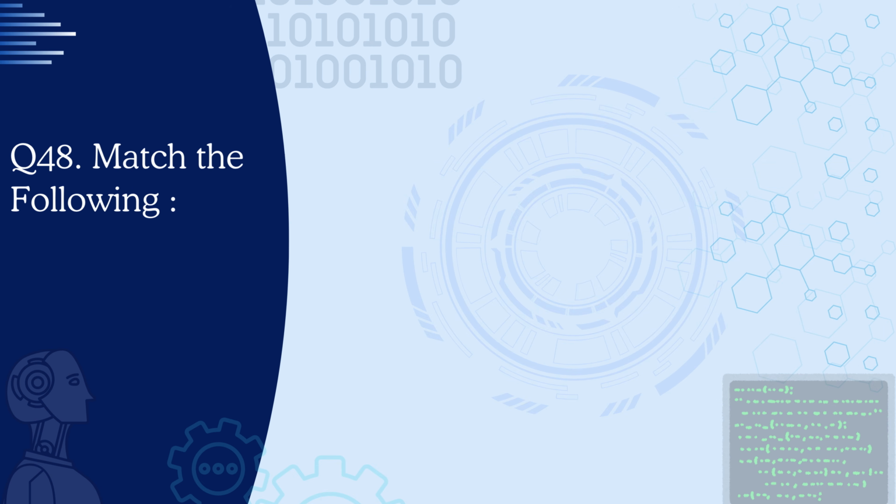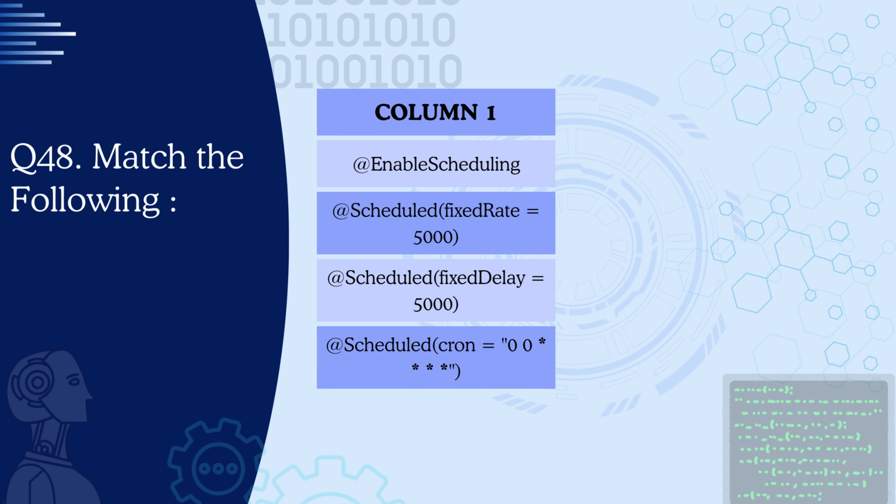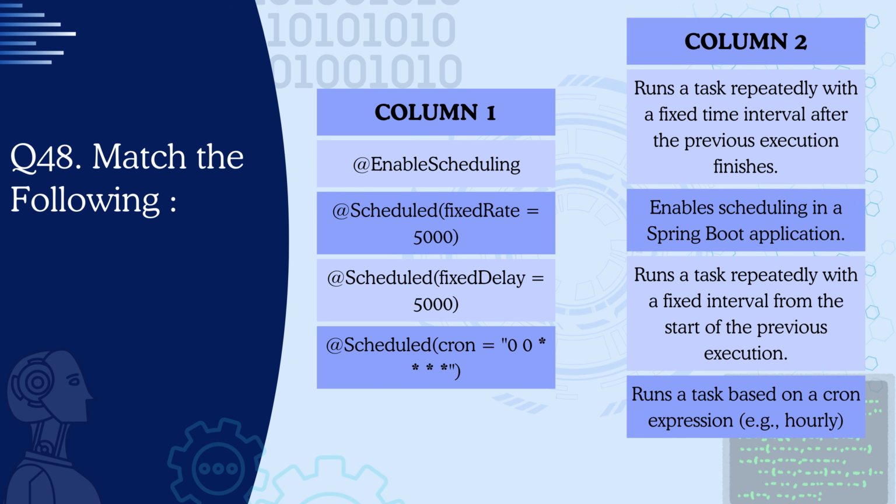Question 48. Match the following. In the first column, we have @EnableScheduling, @Scheduled with a fixed rate, @Scheduled with a fixed delay, and @Scheduled with a cron expression. In the second column, we have runs a task repeatedly with a fixed time interval after the previous execution finishes, enables scheduling in a Spring Boot application, runs a task repeatedly with a fixed interval from the start of the previous execution, and runs a task based on a cron expression.